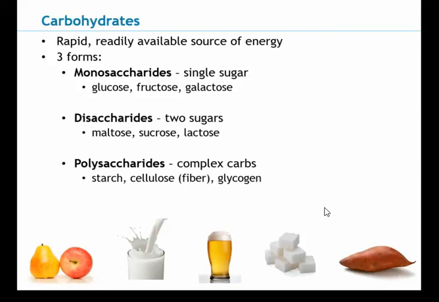So starch. This is found in grains and plants like vegetables. It is digestible, but it's broken down into the monosaccharides before it's absorbed into the small intestine. So just like I mentioned, we have to break everything down into its original form. That's why these take longer to digest.